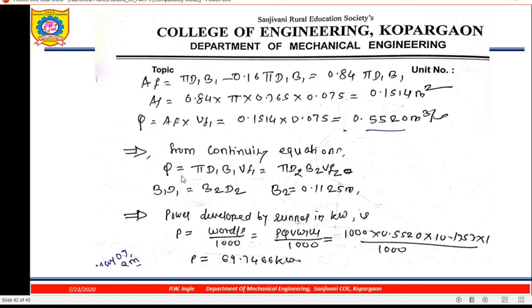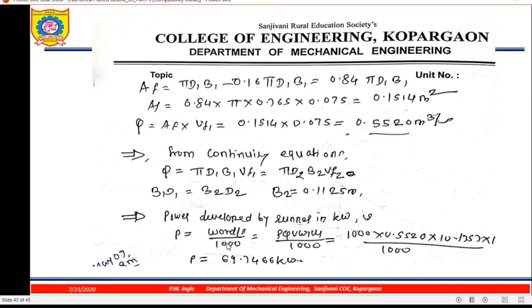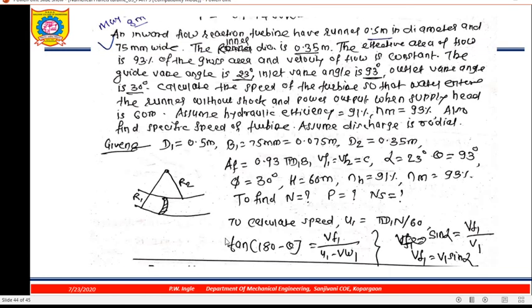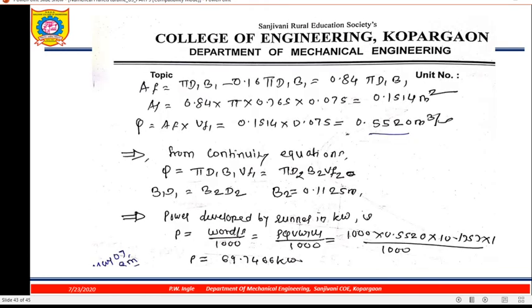Now from continuity equation, Q equal to pi D1 B1 Vf1 equal to pi D2 B2 Vf2. So B1 D1 is equal to B2 D2. So you are getting the value of B2. Now power developed by runner in kilowatt is rho Q Vw1 U1 upon 1000. So in this way you can solve the problem.